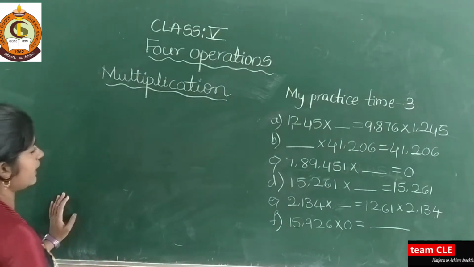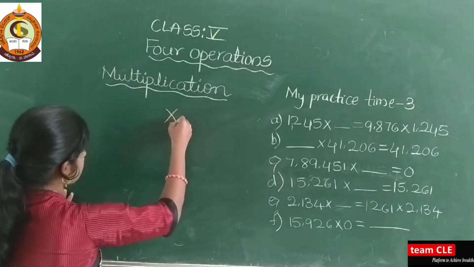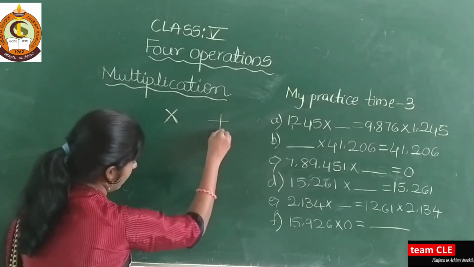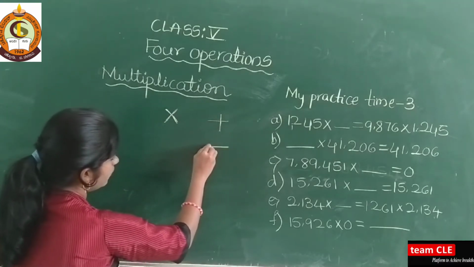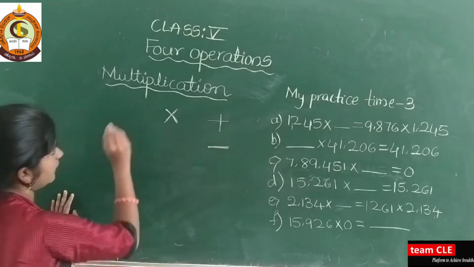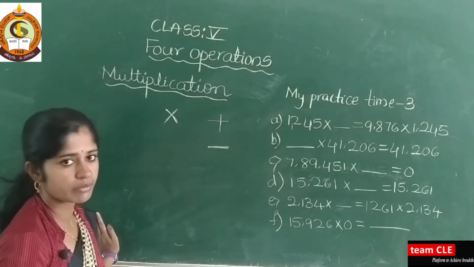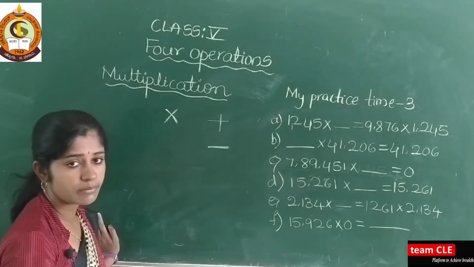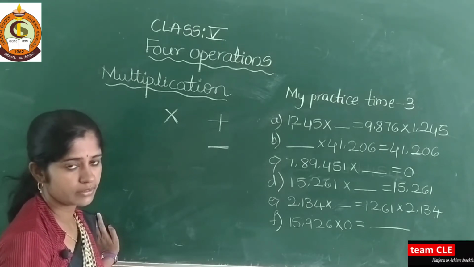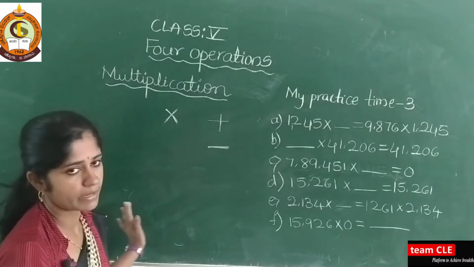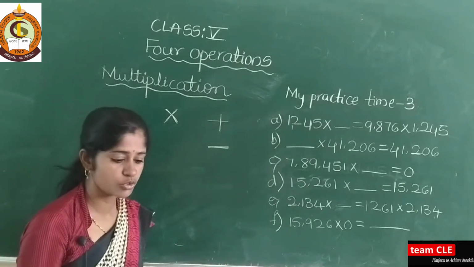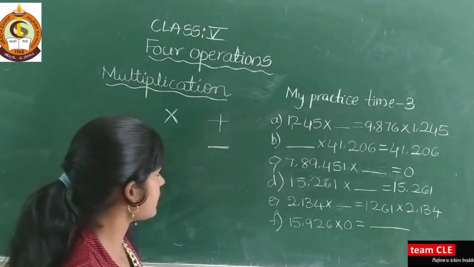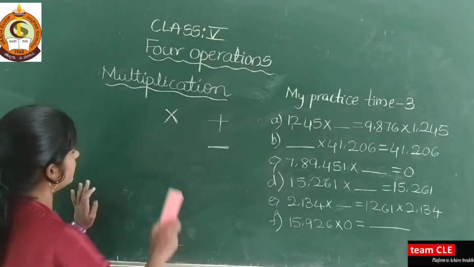So multiplication. This is the symbol of multiplication. This is the symbol of addition. This is the symbol of subtraction. In mathematics, the 4 operations are very important, and they are addition, subtraction, multiplication and division. To solve multiplication and division you must and should know tables, then only you are going to solve these examples. So this is the symbol of multiplication.